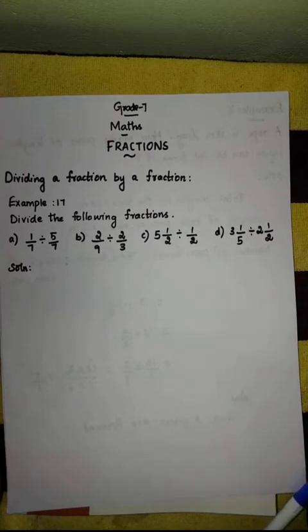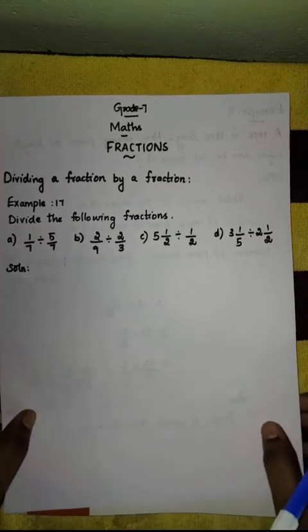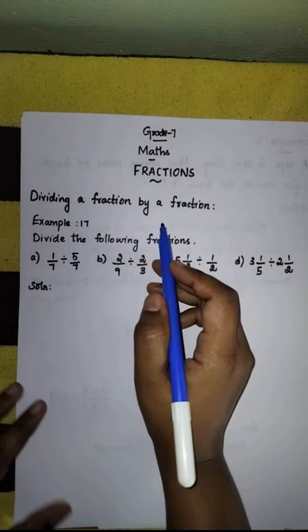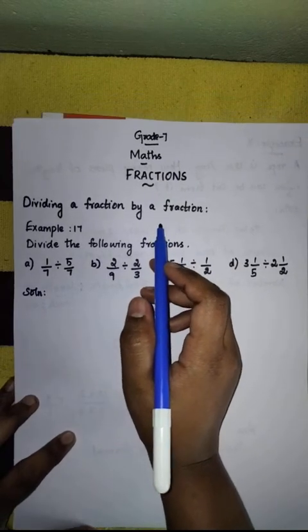The first heading, dividing a whole number by a fraction, we completed in the last class. So what is the reciprocal of a fraction? The reciprocal of a fraction can be obtained by interchanging the numerator and denominator. Today we are going to see dividing a fraction by a fraction.